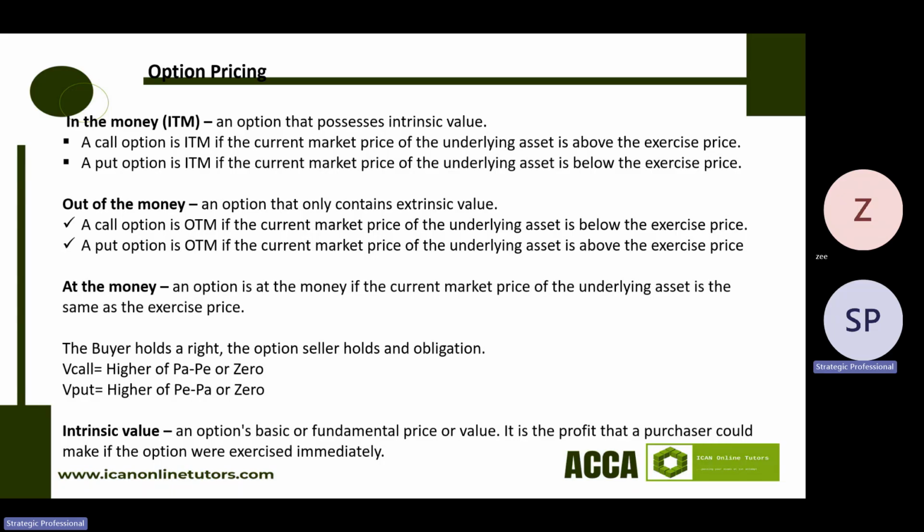Now, what is out of the money? Out of the money is an option that contains only extrinsic value. A call option is out of the money if the current market price of the underlying asset is below the exercise price. At that point, the option holder is losing, because if the market price is lower than the exercise price, it means you are buying higher than what you can sell it for in the market. So you are not gaining.